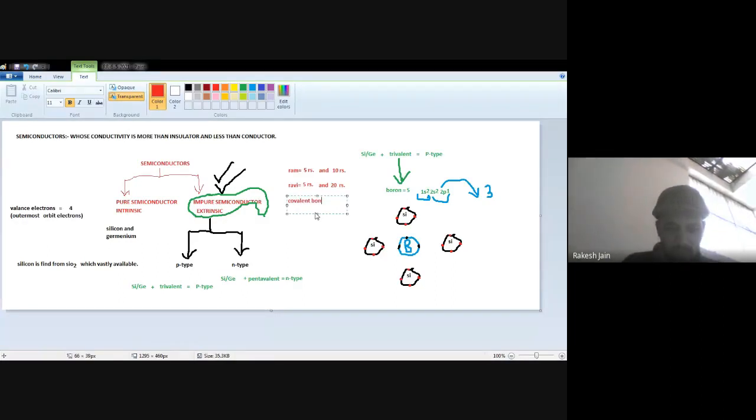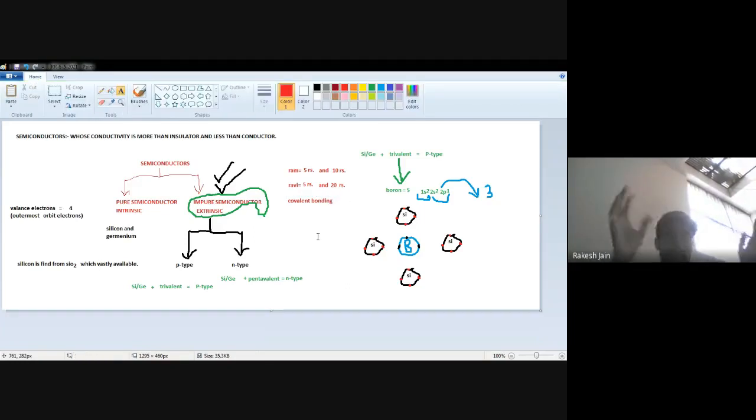This is known as covalent bonding. It means exchange is done, some bonding is done, but without any effect. See, these 3 electrons, boron consists of electrons, silicon consists of electrons. These 2 electrons together make a covalent bonding. I just use another color so you will understand. No change. These 2 electrons make a covalent bonding.